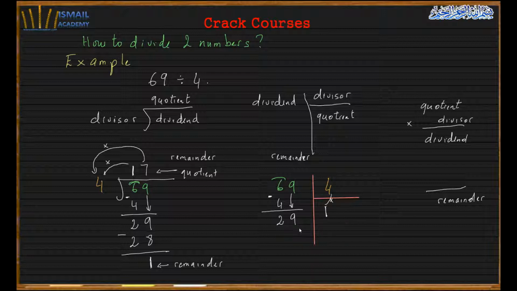I will ask the same question: which number times 4 gives me 29, or a closest number to 29, and 7. So again, 7 times 4 is 28. I subtract. Here I will have 1. So 1 is my remainder. And as you see here, 17 is my quotient.